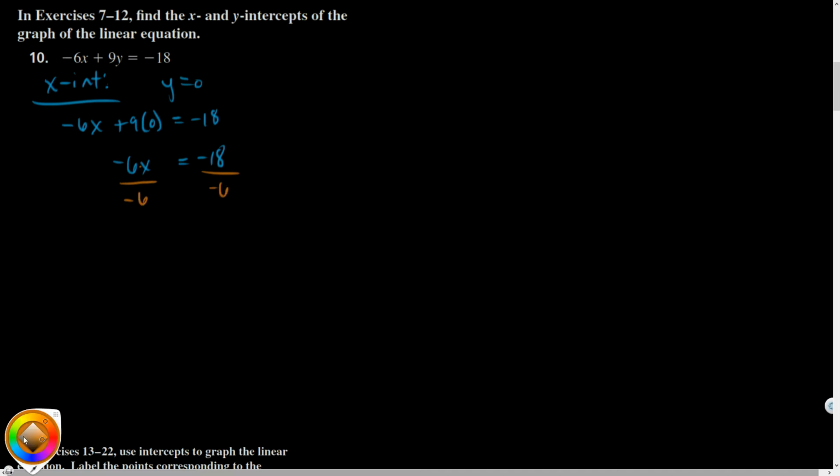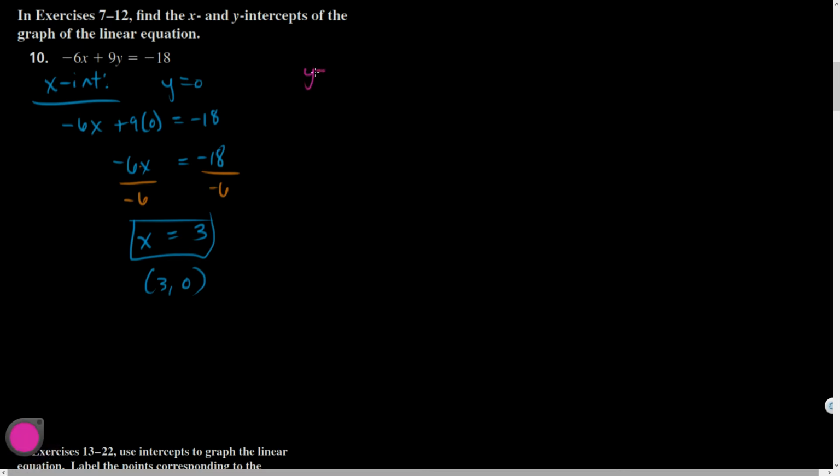Find the x and y intercepts of the graph. This was a little bit trickier. The x-intercept, the way we found that was plug in 0 for y. Kind of the opposite of what you might have suspected. So I'd have -6 times x plus 9 times 0 equals -18. 9 times 0 is just 0. So -6x equals -18. Divide both sides by -6. x equals 3 because those minus signs cancel out. So this is my x-intercept. You also could think of that as the point (3, 0).